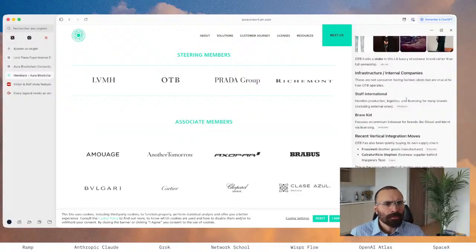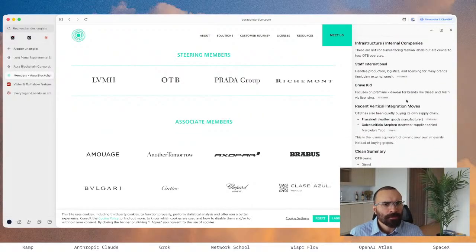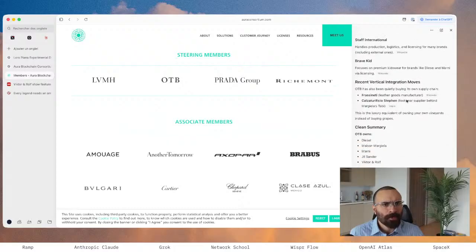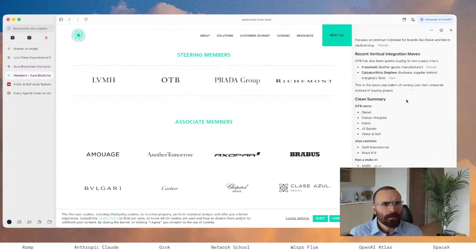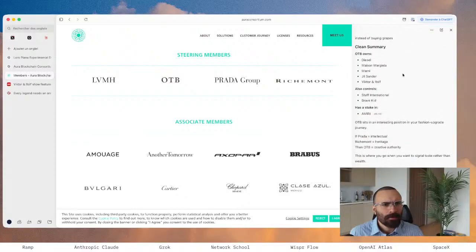Consumer-facing brands, but are crucial to how OTB operates. Staff International handles production, logistics, licensing for many brands. Brave Kid. Staff International, Brave Kid. If Prada is intellectual, Richemont heritage, OTB is creative authority.